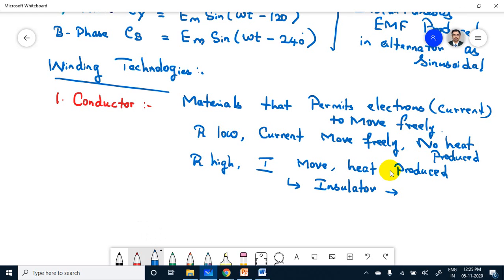The insulators are normally rubber, porcelain materials, plastic, glass.